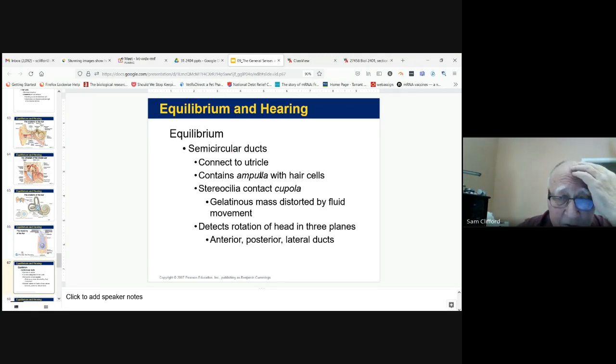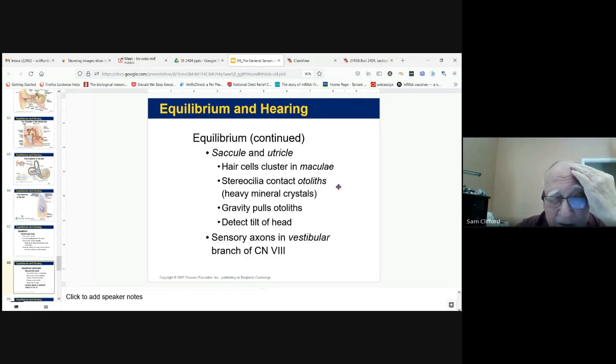The semicircular canal is connected to the utricle. There's a gelatinous mass in there, and it has little stones in there, and the movement of those stones will cause information on the position of your head, both statically and dynamic movement. Okay, otoliths, that's it, otoliths.